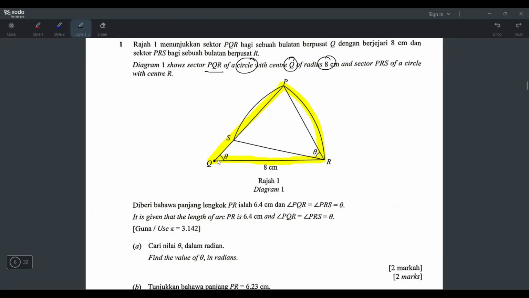With center Q, radius 8 cm. So Q is the center. Q to R is the radius, 8 cm, and Q to P is also 8. I will label this now. So from Q to P is 8 cm also, right?